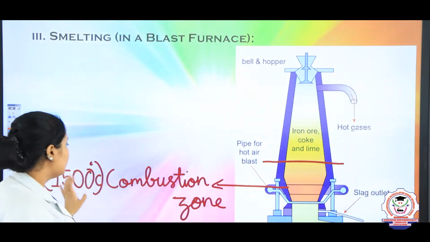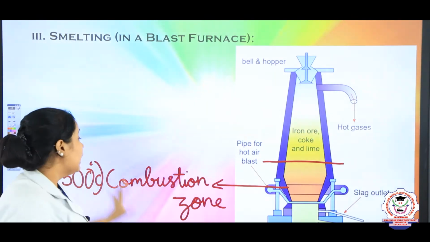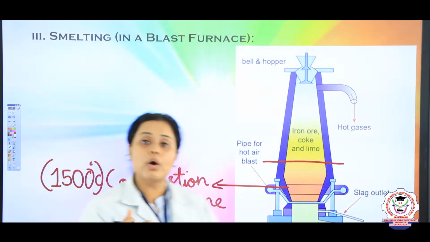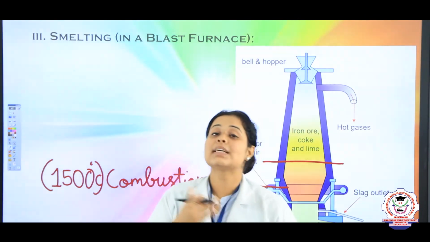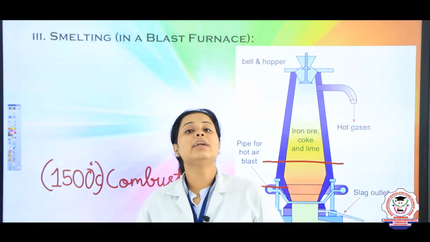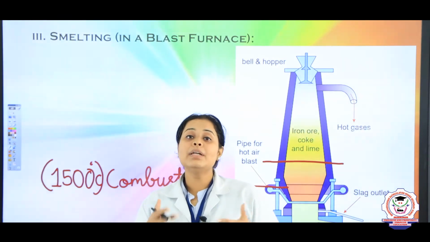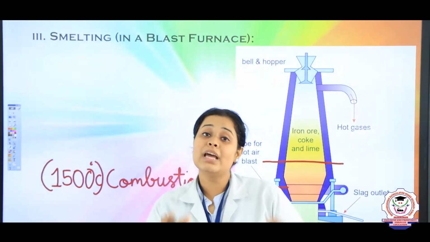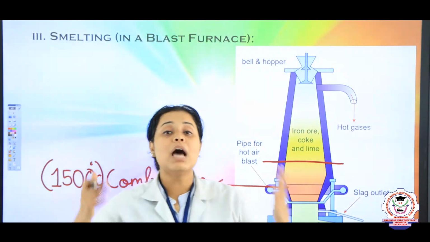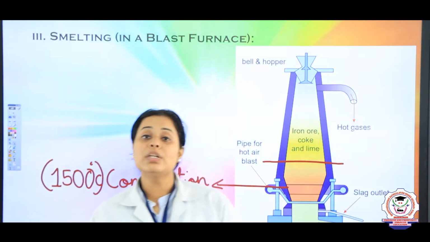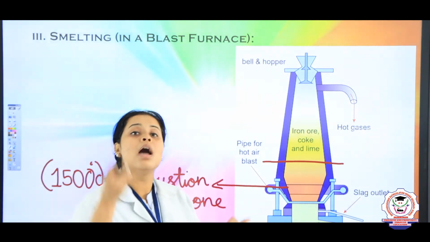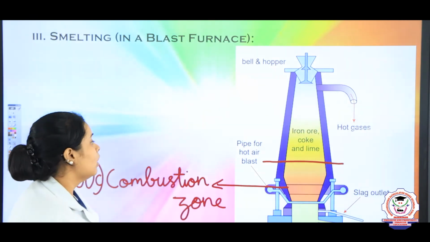Now I told you that this is the combustion zone. In the combustion zone, the coke, which is carbon, combines with oxygen and gives carbon dioxide. When you get this carbon dioxide, a large amount of heat is produced, which is why it is known as an exothermic reaction.